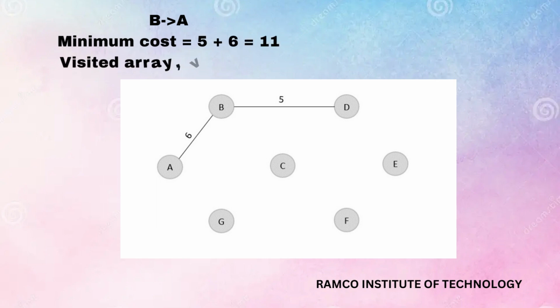Similarly, the next least cost edge is B to A with the cost 6. So this is added into the output graph. The edge A to B with cost 6 is added to the output graph. The vertex A is added to the visited array. So the visited array contains B, D, A. All these visited vertices up to this point we have to add into the visited array.